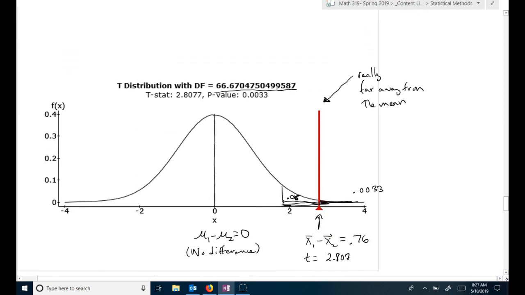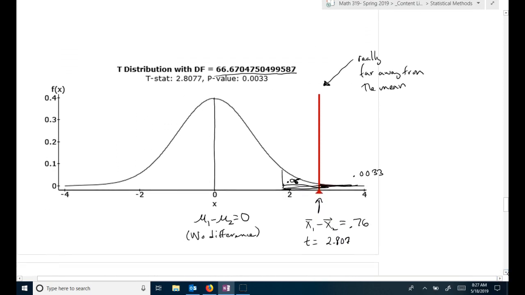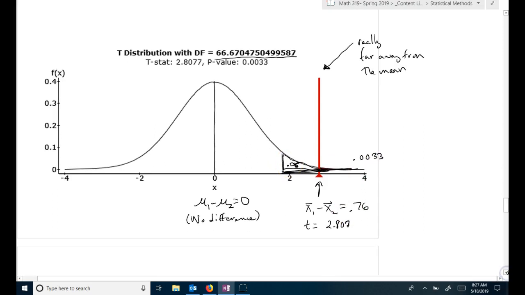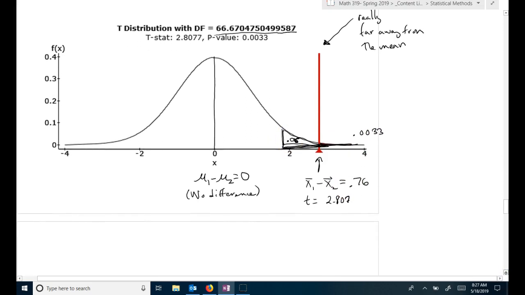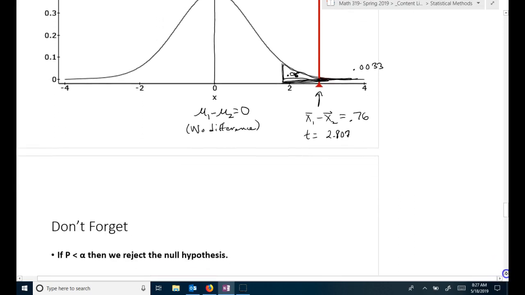Finally, I look at my distribution plot, and my distribution plot in fact tells me, right, my alpha value of 0.05 is over here, okay? My t-value is in fact way in that critical region, and my p-value of 0.0033 is much smaller than 0.05, right? So I'm really far away. So what does that tell me? It tells me I'm going to reject the null hypothesis, okay?